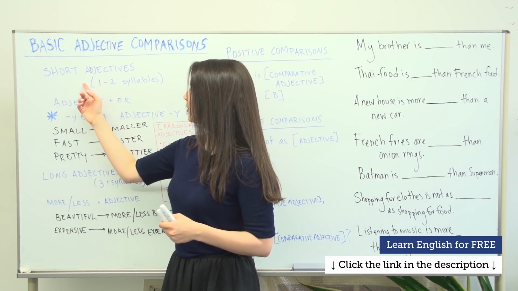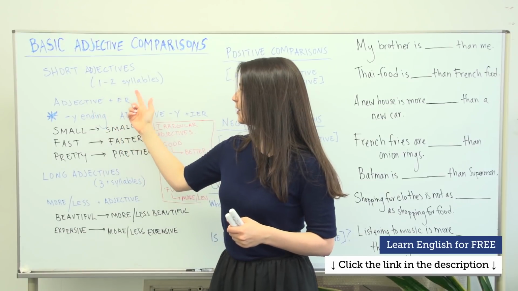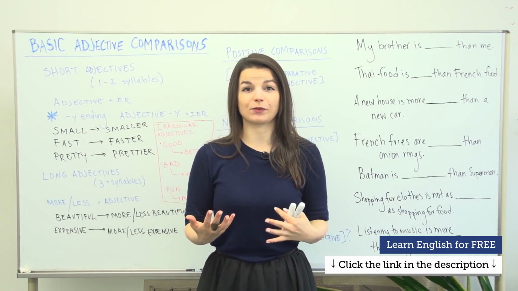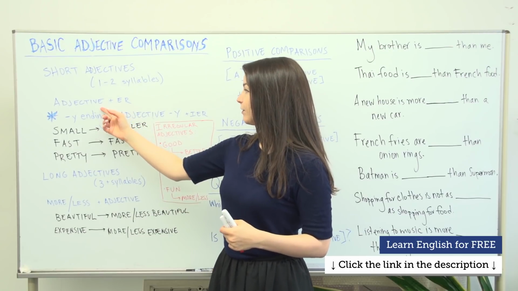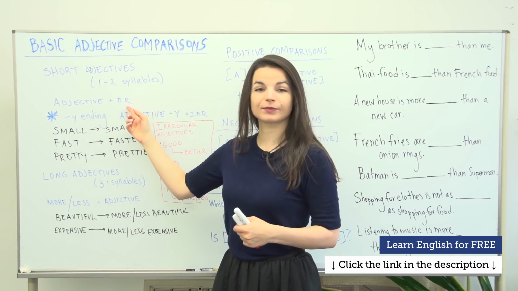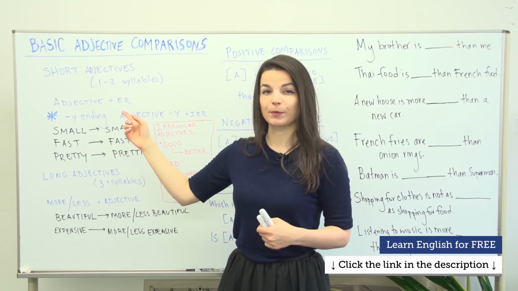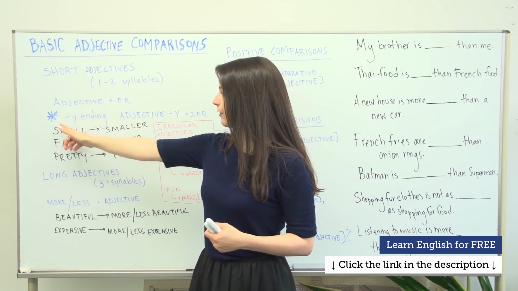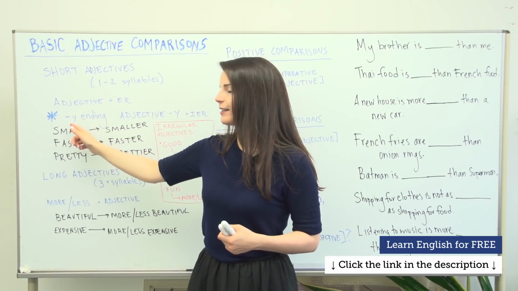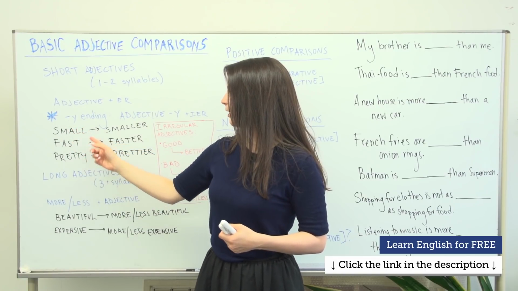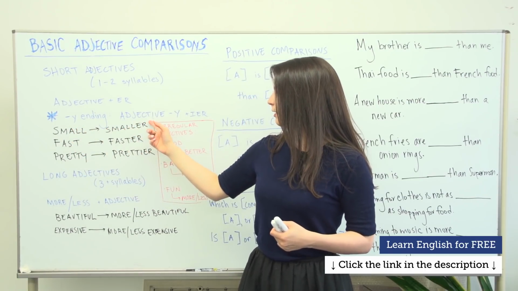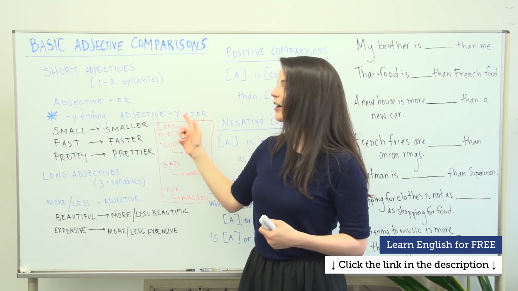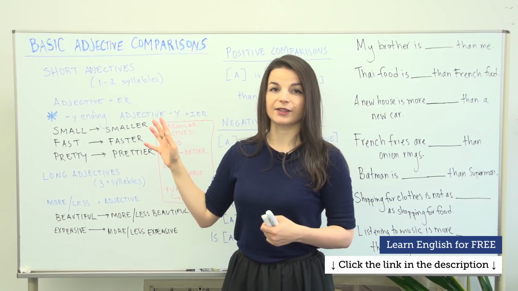So for short adjectives, adjectives which have 1 to 2 syllables, to make the comparative form, we use the adjective plus er. This is how we make the comparative form of the adjective. However, please note, if the adjective ends in a y, like pretty, the form is still the same. It's the adjective plus an er sound, but the spelling does change.